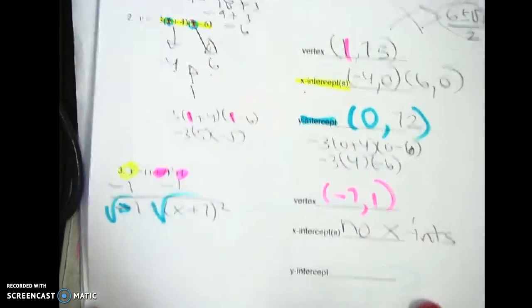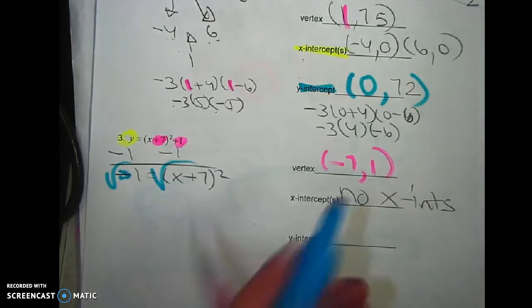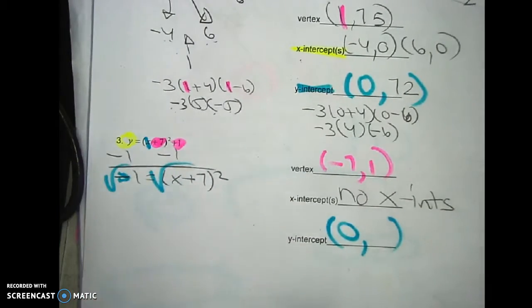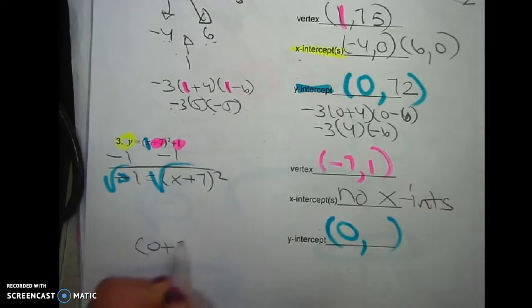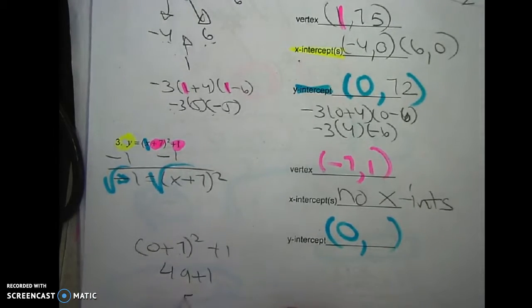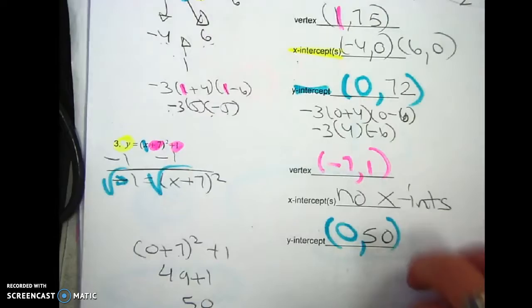Okay? Last one, to get the y-intercept, plug in 0. So I'm going to take the 0 and plug it in for x. And I'm going to go 0 plus 7 squared plus 1. 0 plus 7 is 7. 7 squared is 49. Plus 1 is 50.